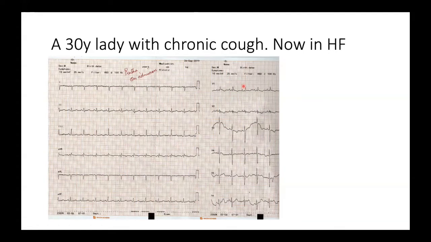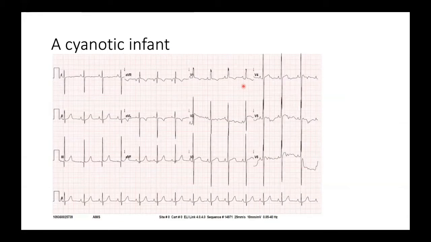So there are various criteria. I just want to show you this ECG so that it's easier for us to learn these criteria. Now this is a cyanotic infant. This is again a different thing. Till now we were discussing acyanotic heart disease. Now suddenly a cyanotic infant comes.